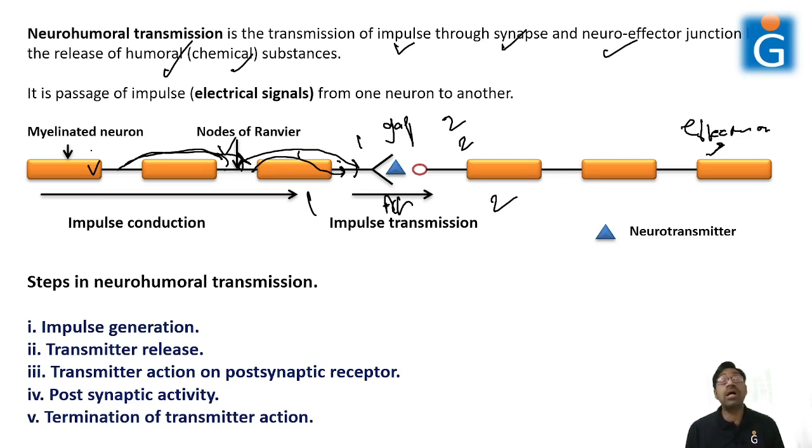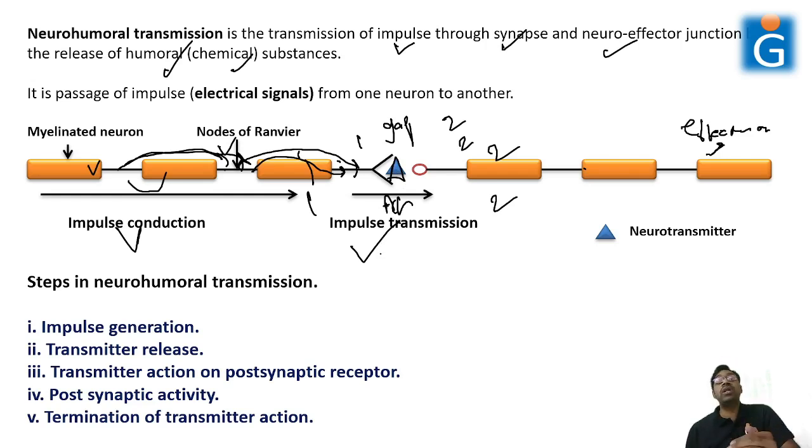The process of travel or propagation of nerve signals or impulses within the same neuron is called impulse conduction. You have to take note that when nerve impulses travel within the same neuron, this process is called impulse conduction. But when there is a transmission of nerve impulses from one neuron to another neuron, this process is called impulse transmission. There is a difference between conduction and transmission of nerve impulses. And this is a neurotransmitter. This neurotransmitter is a humoral substance. Here it is acetylcholine, which helps in the transmission of nerve impulses.